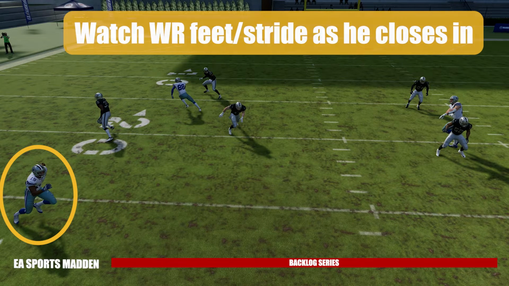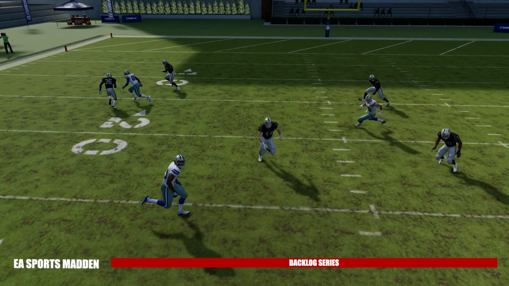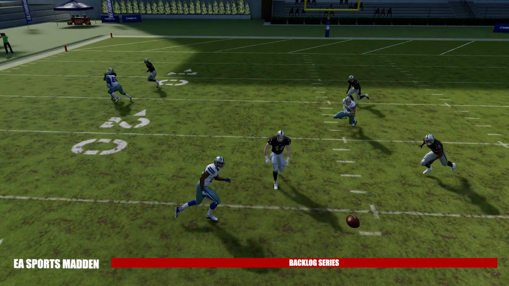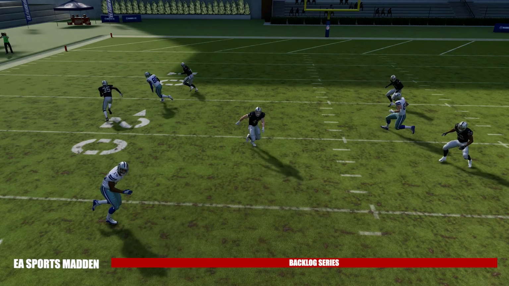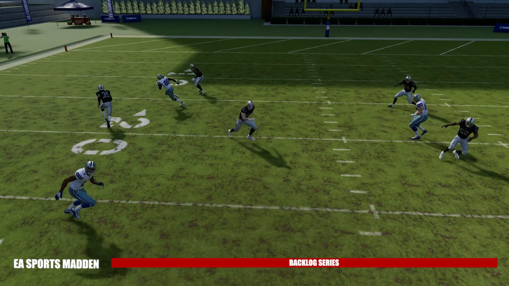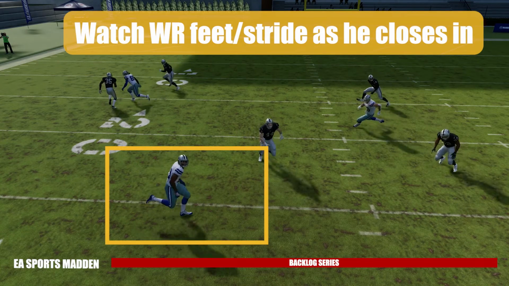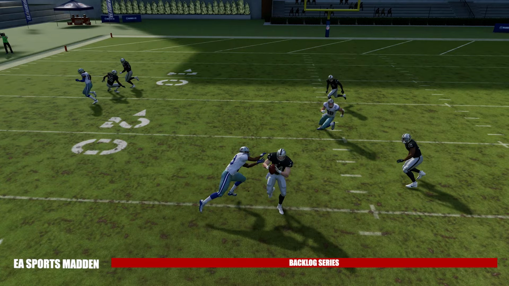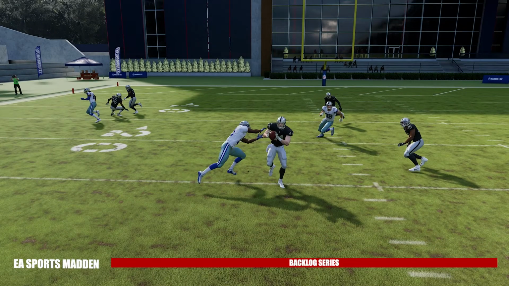But watch the feet of the receiver. See how he hesitates right there and he's walking in place? All of a sudden his steps get real short and they're just sliding as he's stepping, as opposed to back here when he's running. Right there. You see those two steps right there? Slide, slide. And that's enough to make sure that player right there gets a clean interception. This happens all the time in the game.